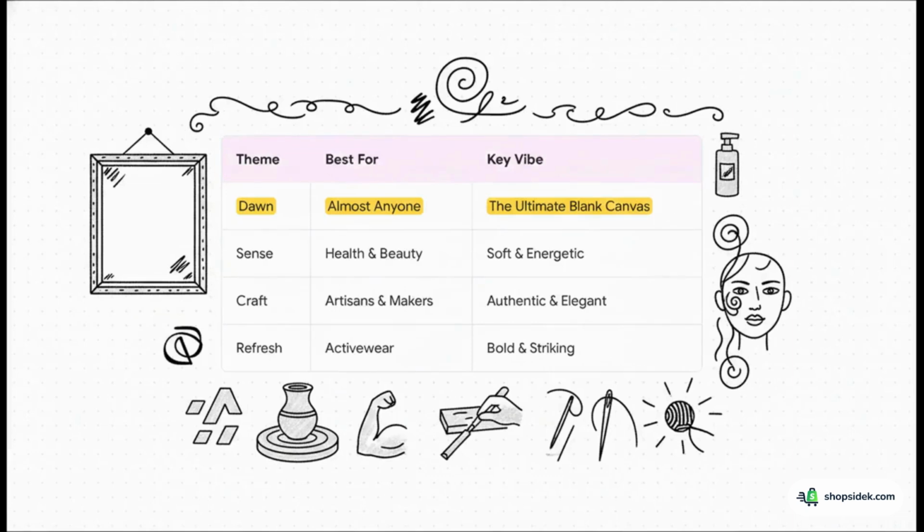Now, even though Dawn is this ultimate blank canvas that works for almost anyone, it's not your only free option. As you can see here, Shopify has a few others that come with a more specific vibe out of the box. You've got Sense, which is great for health and beauty brands. There's Craft, which is perfect for artisans. If you're really not sure, Dawn is always the safest, most flexible bet. But hey, if your brand fits one of these other styles perfectly, it could give you a nice head start.